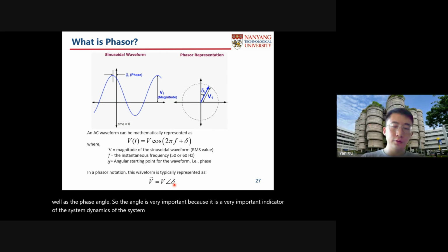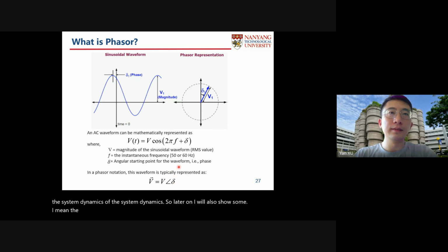So later on, I will also show some videos to better understand this phase angle.